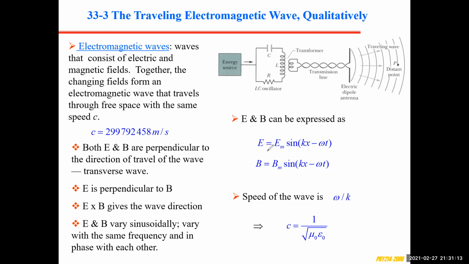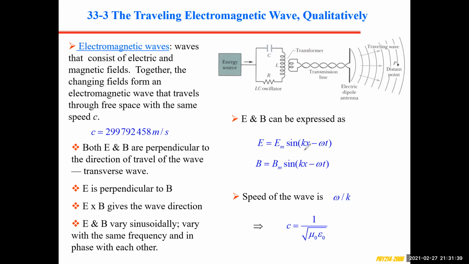So if you want to write it out, you would say that E of t is equal to the amplitude times sine of kx minus omega t. Likewise, the magnetic field can be expressed by its maximum value, the amplitude, times sine of kx minus omega t. So you can see that electromagnetic waves can be described by a sinusoidal wave.